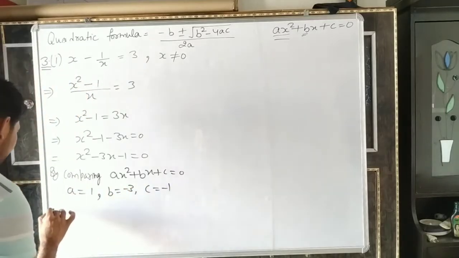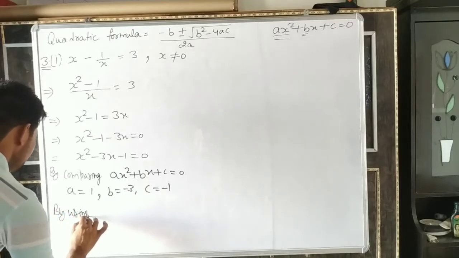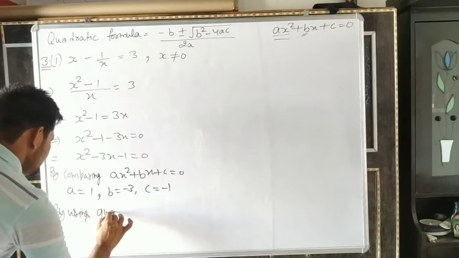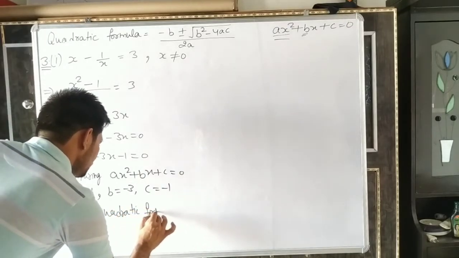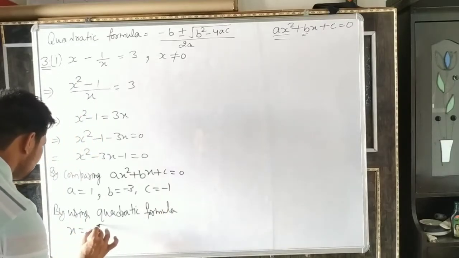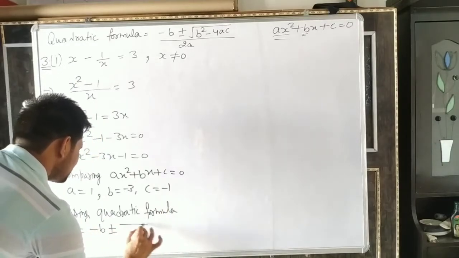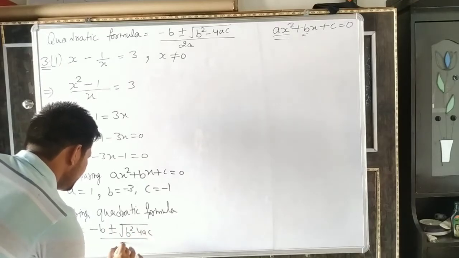So we will write, by using the quadratic formula, x equal to minus b plus minus square root of b square minus 4ac, divided by 2a.